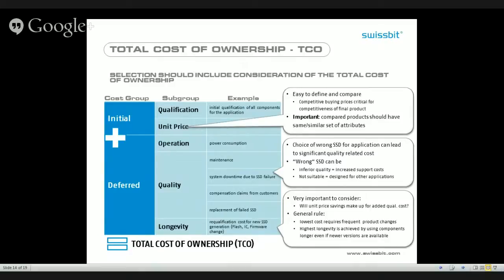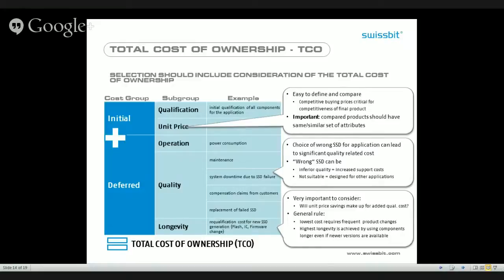One of the key aspects, and often overlooked, is the total cost of ownership. The selection should include consideration of the total cost of ownership, and that means not only the initial qualification and the unit price that you're paying, but also any deferred cost in terms of how the product operates over the life and the longevity. And like we said, one of the key things that we have from our customers' feedback is that new qualifications cost them dollars. They cost them resources and expense, and they want to make sure they manage that in a proper way.